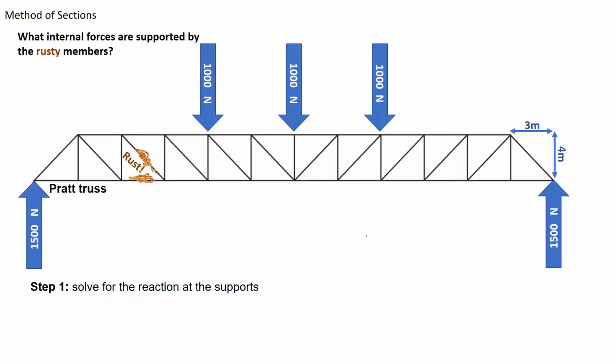What is the easiest way to do this? Number one, we're going to start just like we started before. You're going to solve for the reaction at the supports. Next, you're going to carve the truss into sections. I guess that's why they call it method of sections.